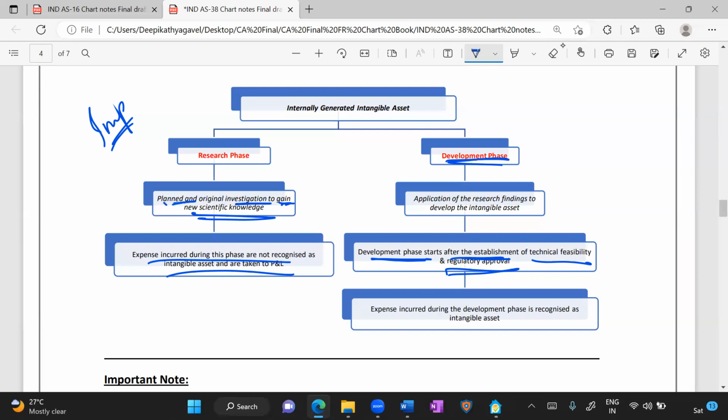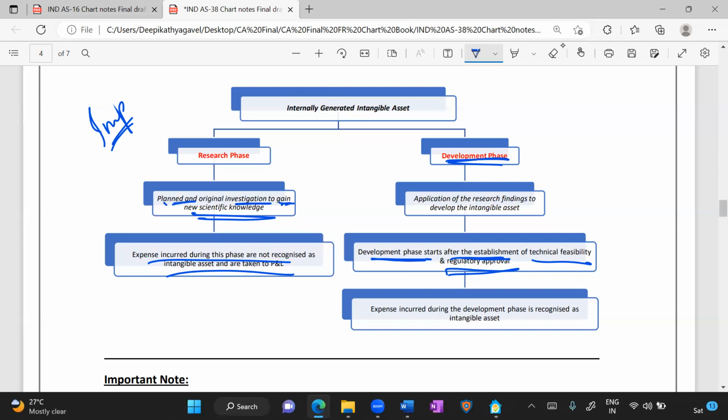Similarly, it is important to get the regulatory approval. If regulatory approval is also not there, then you cannot say that you are in the development phase. So two important conditions for the development phase to start are that whatever you have done in the research phase should be technically feasible. If no technical advancement is available with me, then whatever you are planning is not going to turn into action anyway.